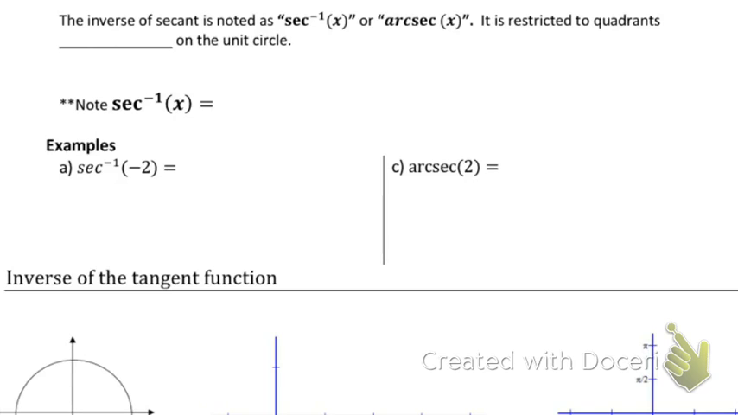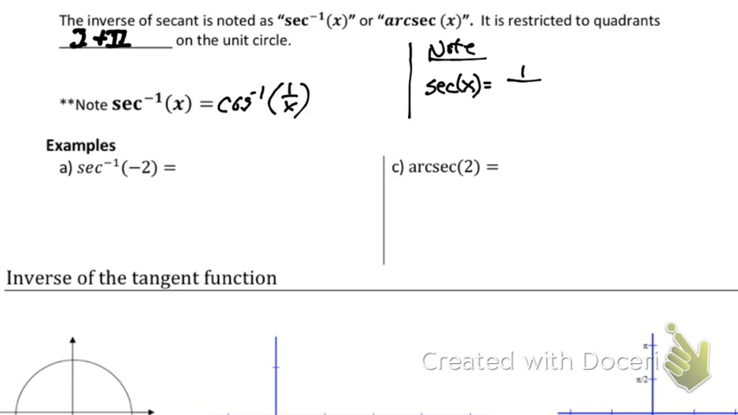All right, so like I said, we are in quadrant 1 and 2, so that means all of our angles are going to be positive. I'm also going to put that note again. I want to say this as much as possible. The note says secant inverse of x equals cosine inverse of 1 over x. So the reciprocal happens inside of the parentheses for inverses. Your reciprocal is going to happen inside. Little side note: don't forget that if it's just regular secant of x, that would equal 1 over cosine x.